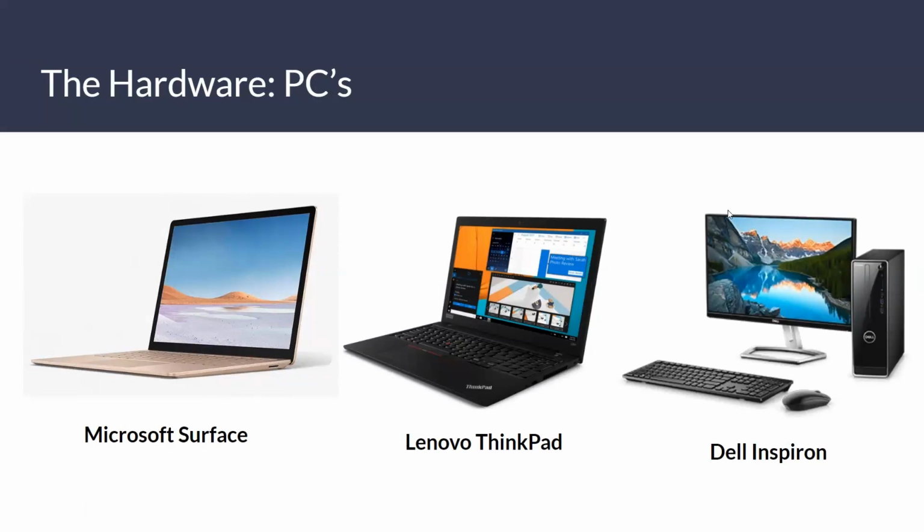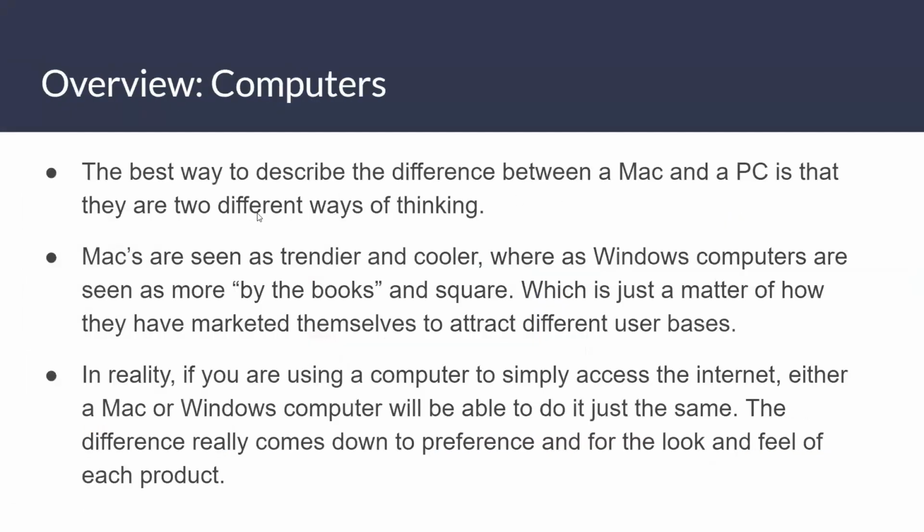These are the looks of the laptops. And overview. Computers, the best way to describe the difference between a Mac and a PC is that they are 2 different ways of thinking. Macs are seen as trendier and cooler, whereas Windows computers are seen as more by the books and square, which is just a matter of how they have marketed themselves to attract different user bases.